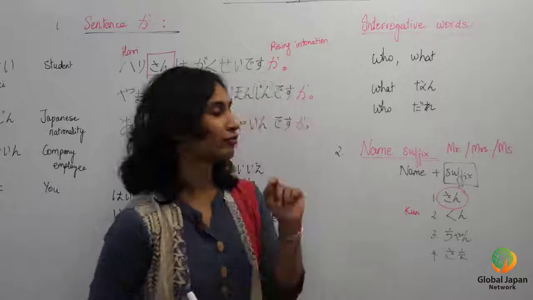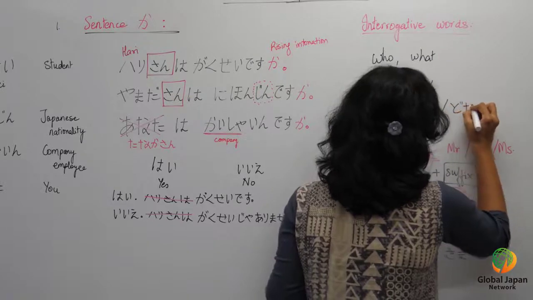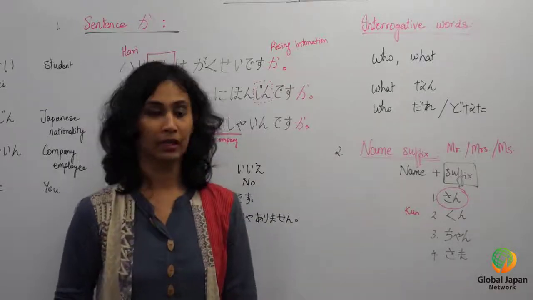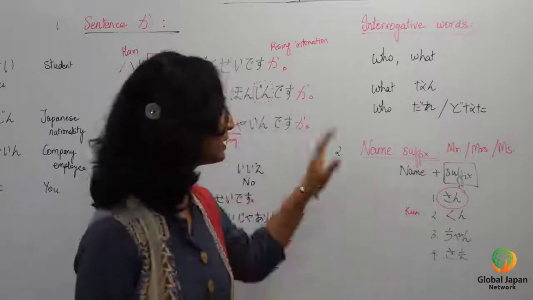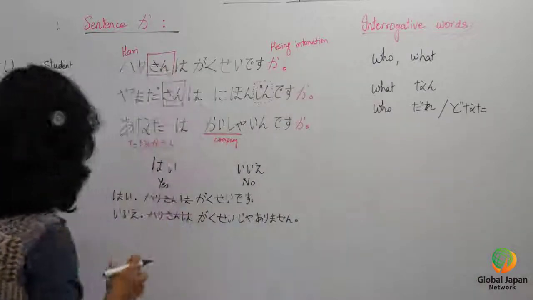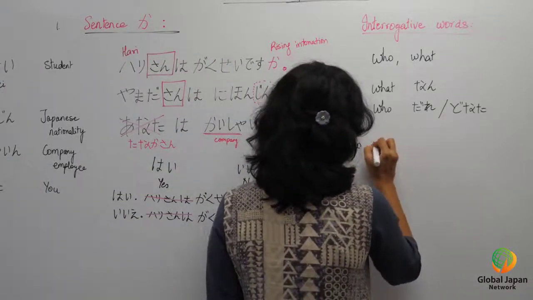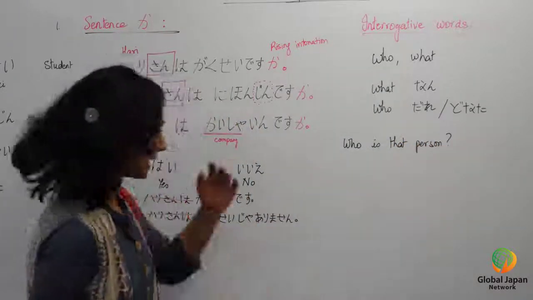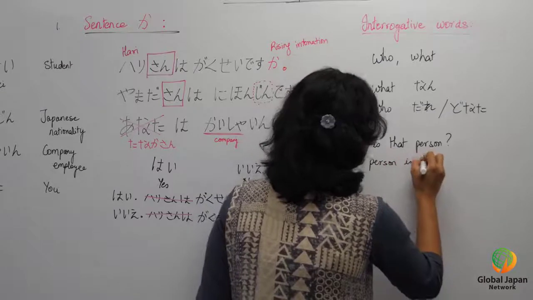A polite form of saying dare is donata. Just know the word, but for now I'll only be using dare. The more polite form is donata. So dare is an interrogative word. Let's frame a sentence using dare. In English, the question is: who is that person? This is the question, and the answer I'll also write down: that person is Hari.